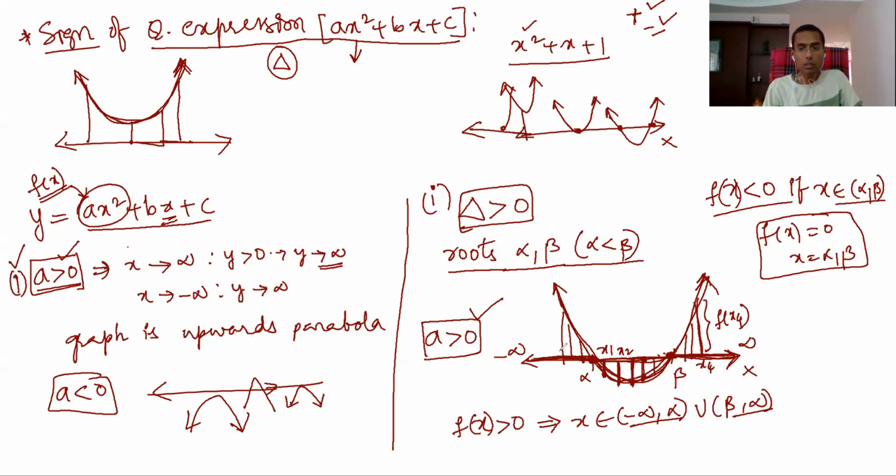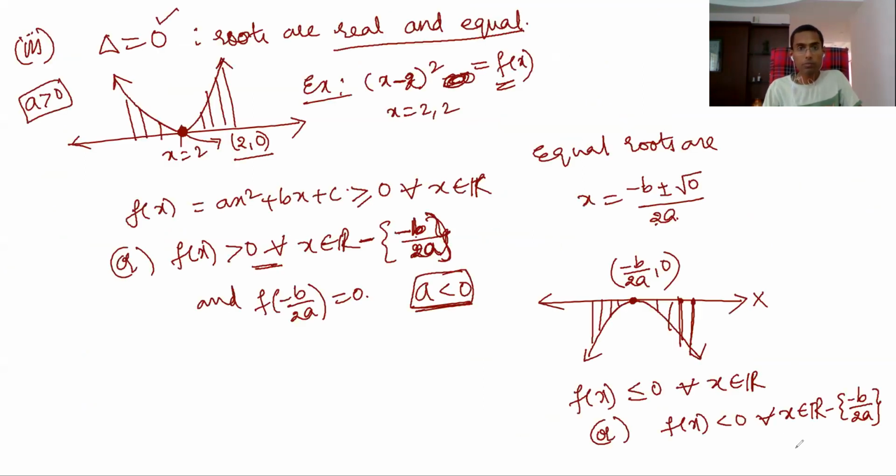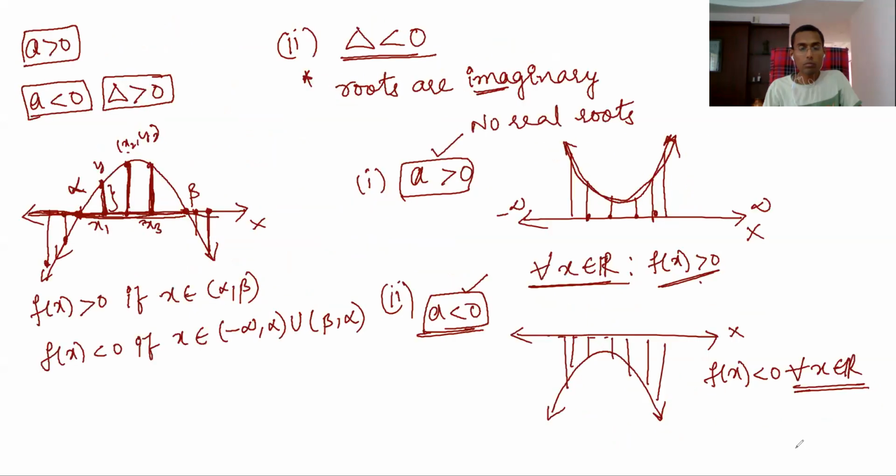Now a less than 0 and delta greater than 0. Delta greater than 0 means two roots will be there, and a less than 0 means a downward parabola. So between alpha and beta, f of x is positive, and if x is not between alpha and beta, f of x is negative.